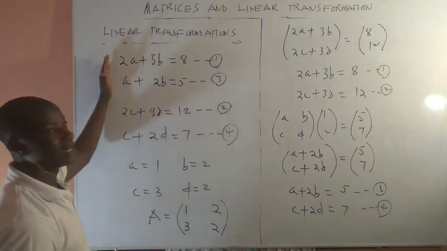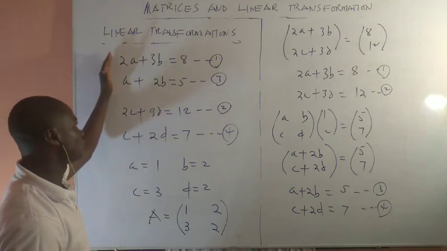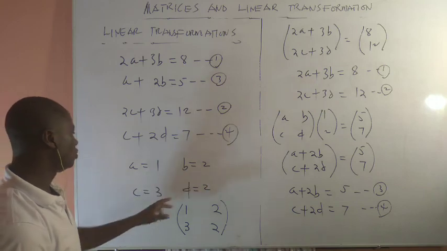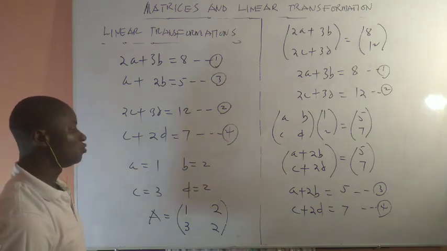And I guess you understand what is really happening here. When you solve this simultaneously, you are getting A to be 1, B to be 2, C to be 3, and D to be equal to 2.